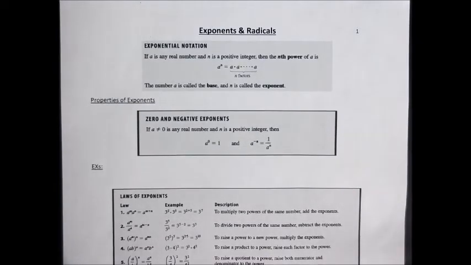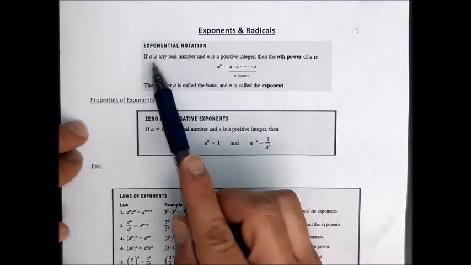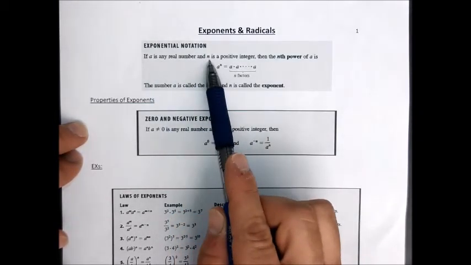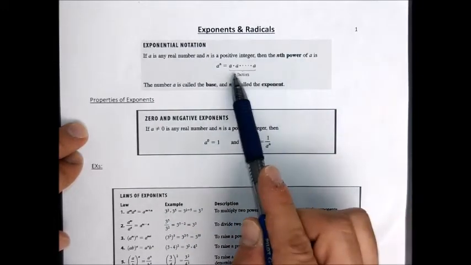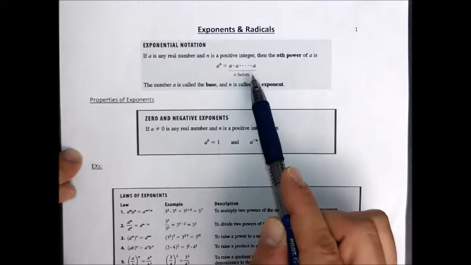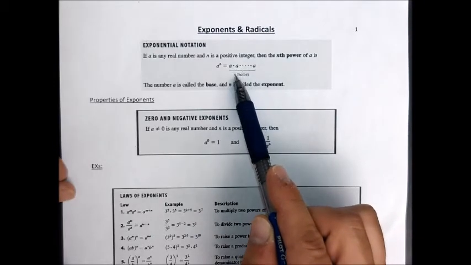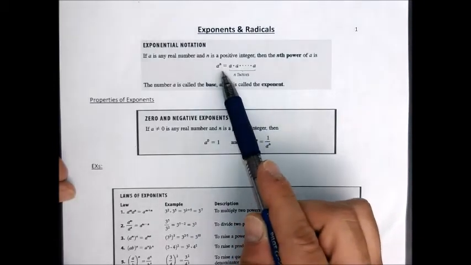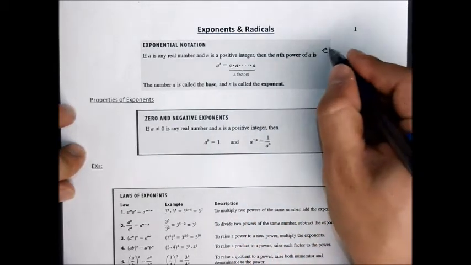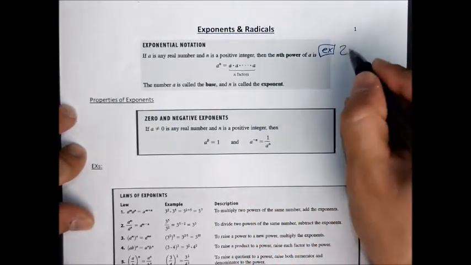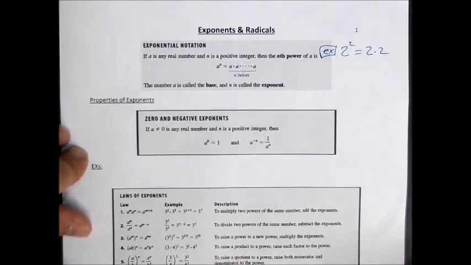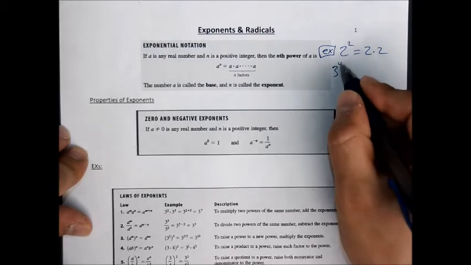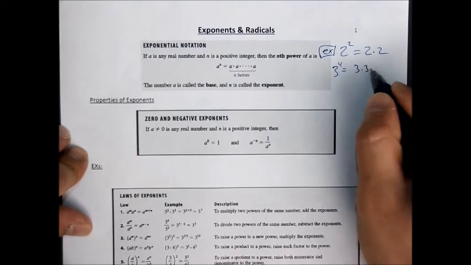So let's remind ourselves what an exponent is. If a is a real number and n is some integer, so some other number, then the nth power of a is what we get when we multiply a by itself n times. And so you see a is being multiplied by itself n times, and we write that as a to the n. Quick examples include 2 squared, that's the same thing as just multiplying 2 by itself. If we had 3 to the 4th power, that's the same thing as multiplying 3 by itself 4 times.